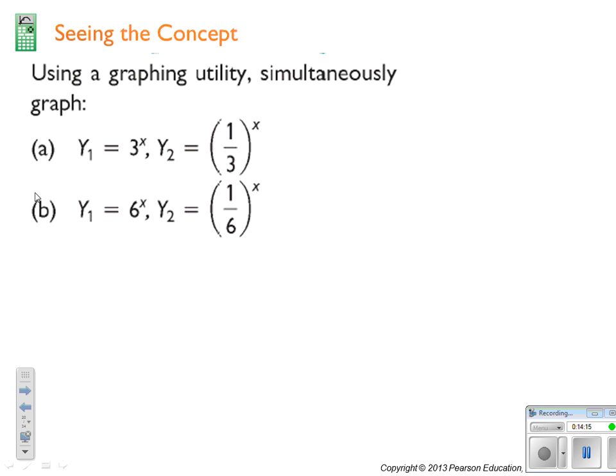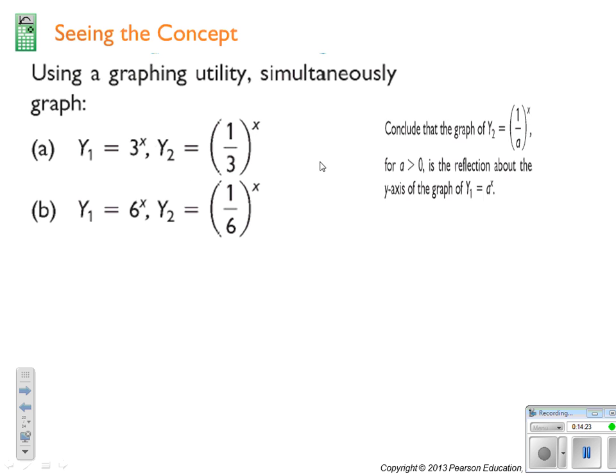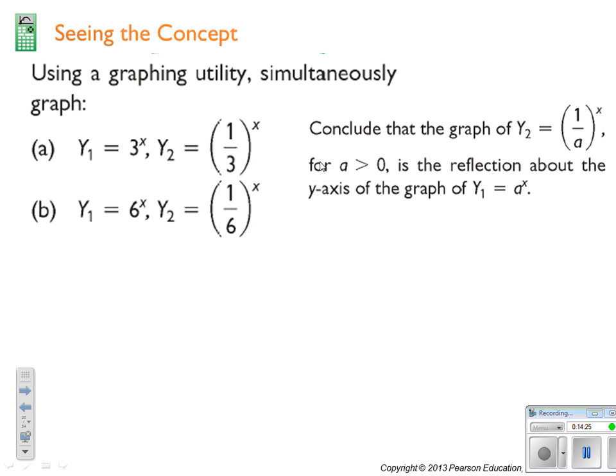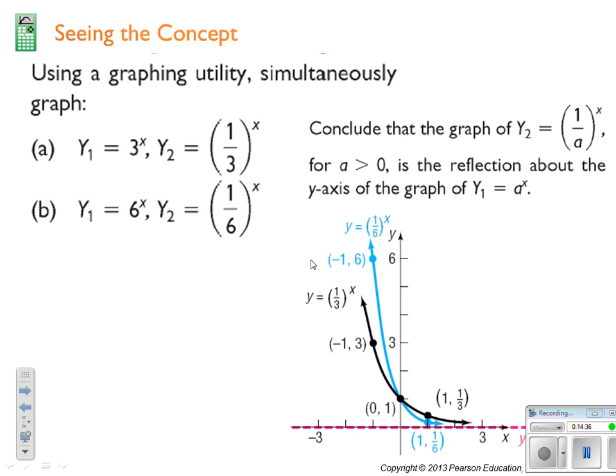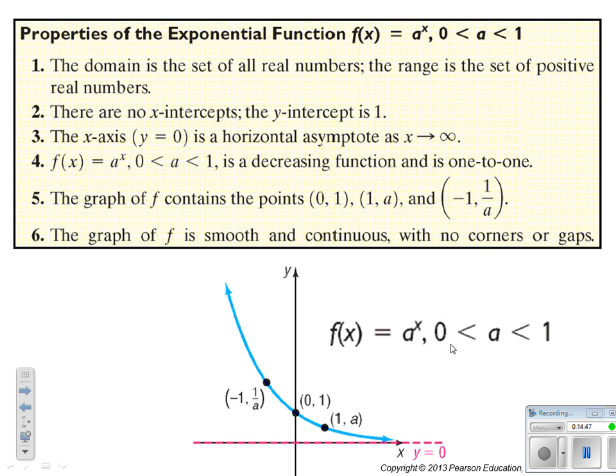All right. So if we're going to graph 3 to the x and 1/3 to the x, these guys are going to be reflections of each other across the y-axis. So here's the 1/6 to the x, here's the 1/3 to the x. And they are reflections across the y-axis from what we had before.